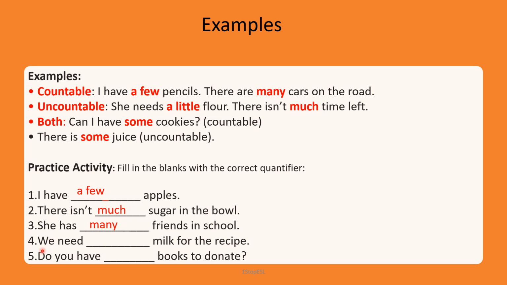Number 4, we need blank milk for the recipe. Milk is uncountable. We need, what did you say? Some milk. Well done. We need some milk for the recipe. Or you could say we need a little milk for the recipe. That's also correct. Number 5, do you have blank books to donate? Question. Do you have any books to donate? Good job.